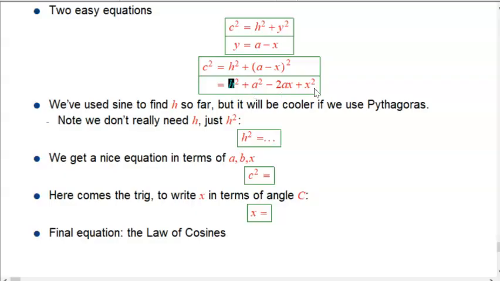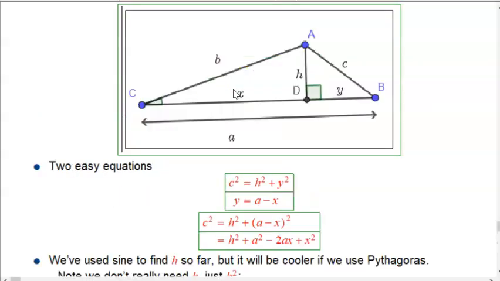Can we still do this? And we certainly can. Okay, so notice that we don't really need h itself, we just need h squared. And hey, we can use Pythagoras in this left-hand side triangle. So we know we're going to use Pythagoras to finish off the problem to get c squared in terms of h and y, and that's what we've written already.